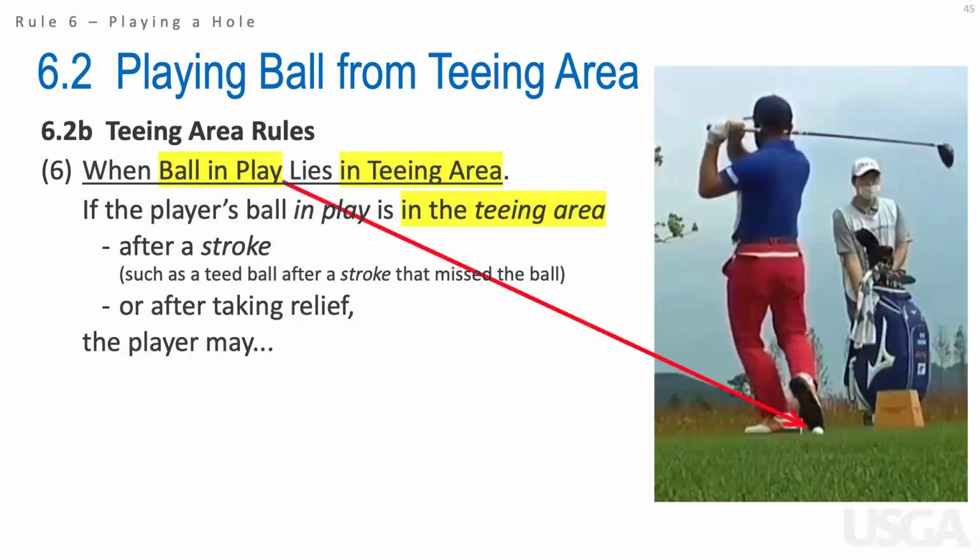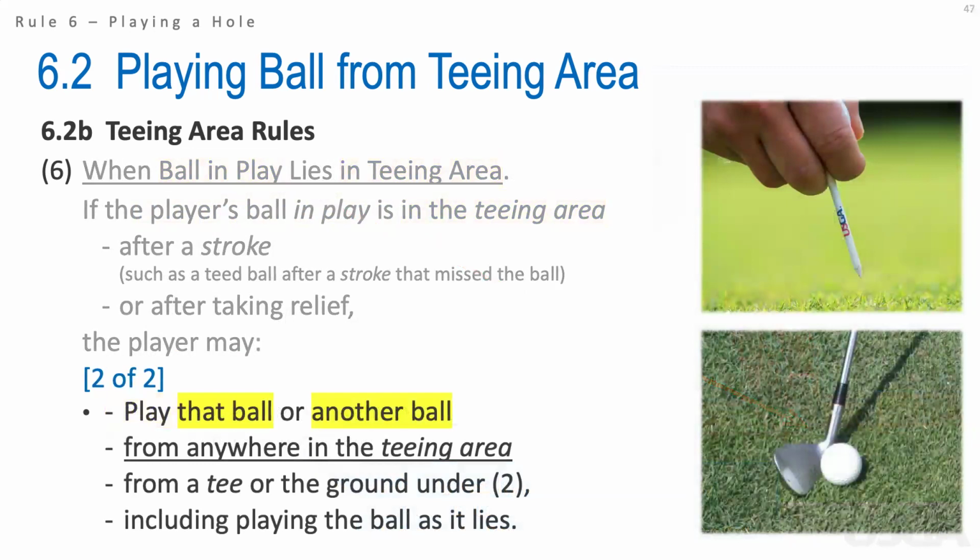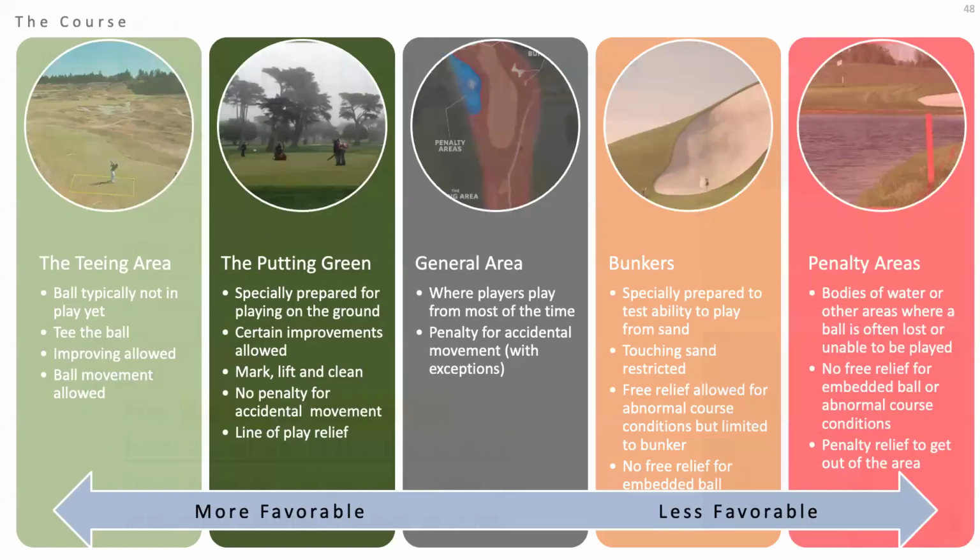So like I said, if a player's ball is in the teeing area after a stroke, and this is really, really rare, but it can happen, the player can lift or move the ball without penalty. And you can play that ball or another ball. So say you're like, no, that ball has some bad vibes, I'm going to change that out. You can do that, and you can change that golf ball out. So the teeing area, the Candyland of courses.